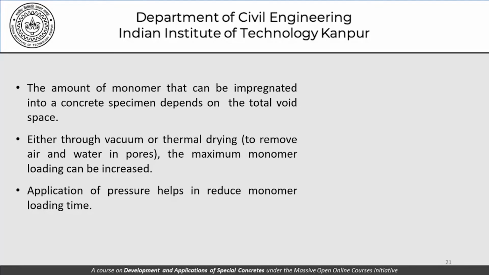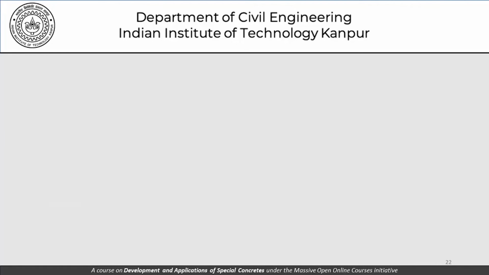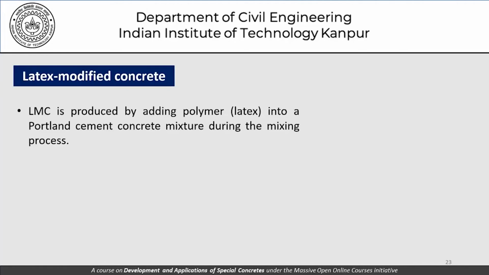Moving forward to the last discussion that we have promised for today, that is the latex modified concrete, LMC. Now this LMC is produced by adding polymer, which is latex most of the time, into a Portland cement concrete mixture during the mixing process. So in this case, the latex or the polymer is added during the mixing itself.